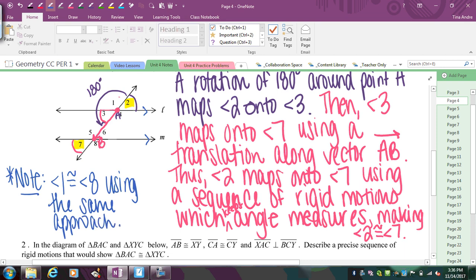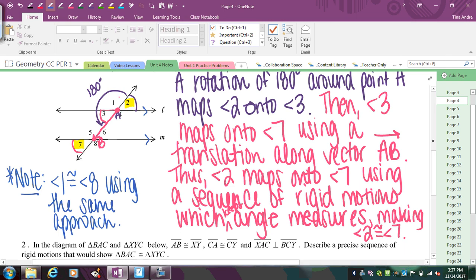So therefore, if the lines are parallel, those translations are where the parallel comes into play. It's making those angles map onto each other, making those alternate exterior angles congruent. So that's the idea. It's not an official proof. It's just basically thinking about how could you take one angle and map it onto its corresponding alternate exterior angle to show that those angles are congruent using a sequence of rigid motions.